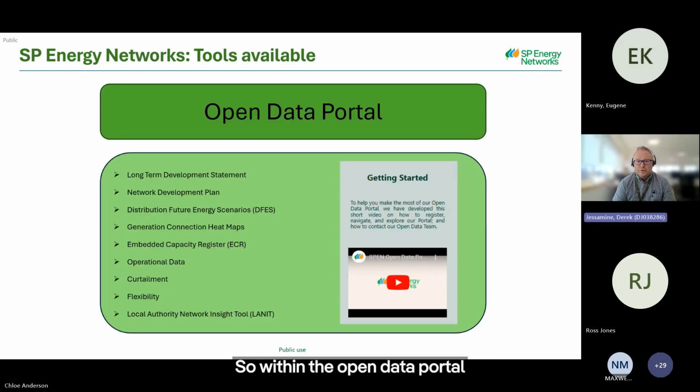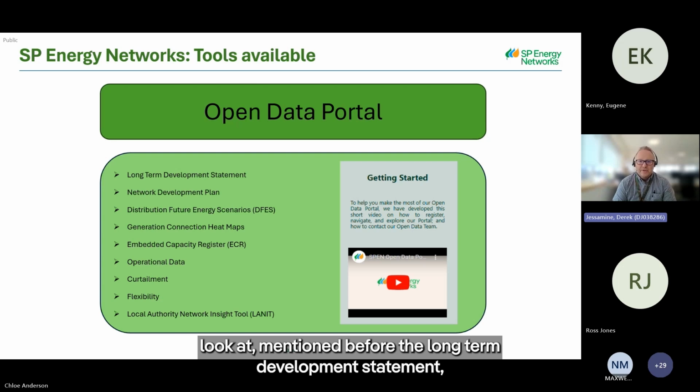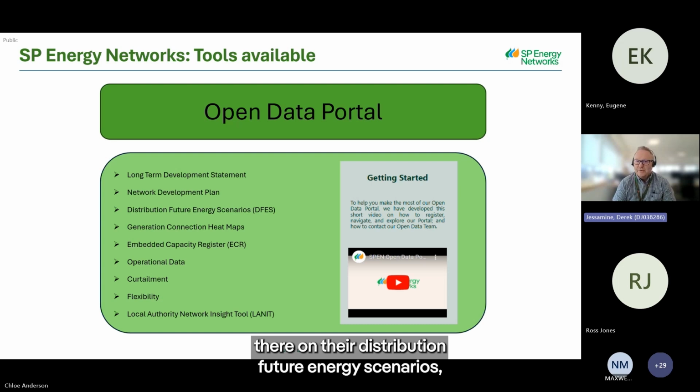So within the Open Data Portal, the most important and likely things that you'd be looking at, as mentioned before, are the long-term development statement. There's also our network development plan, and there's information there on our distribution future energy scenarios, the generation connection heat maps, the embedded capacity register.